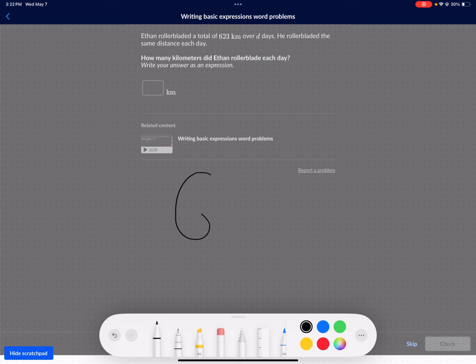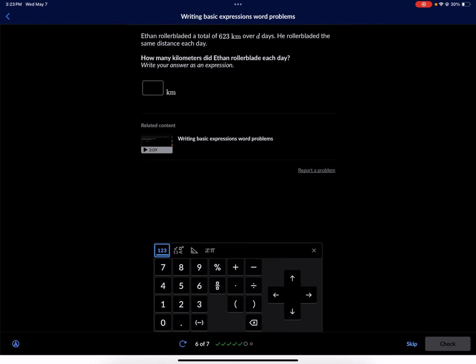Okay, so 623 over D is the answer. We have this amount over D days, the same distance each day, so that means we divide each time. So 623 over D is our answer.